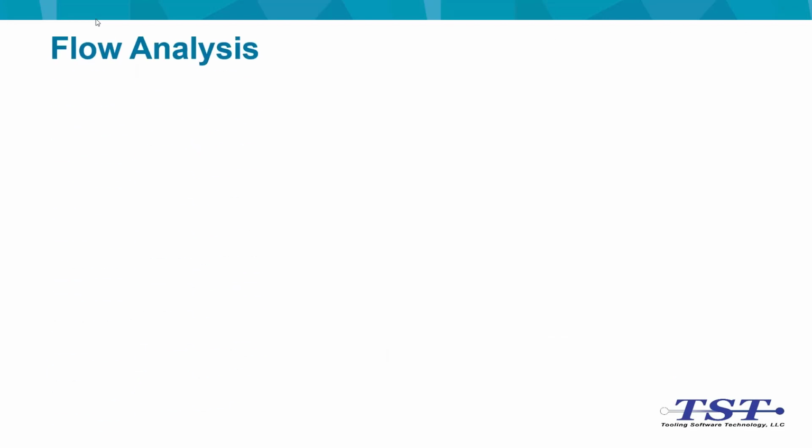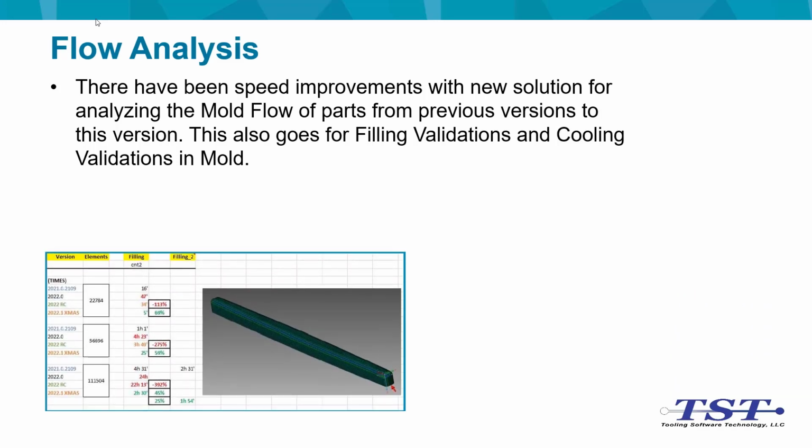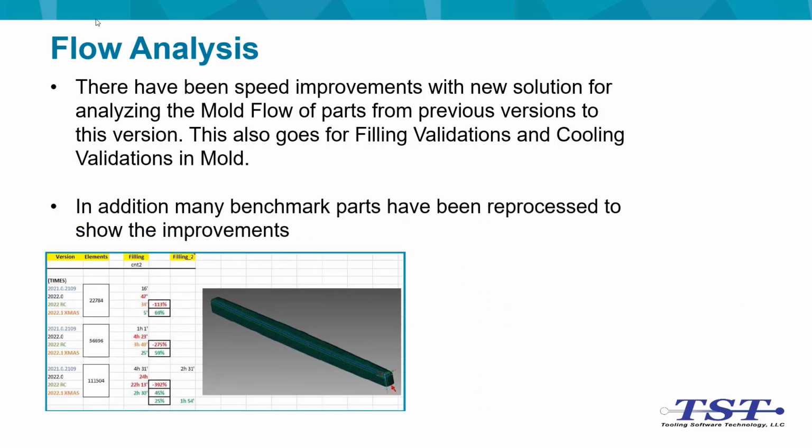Okay, so we're going to go into some of the flow analysis stuff. The mold flow in previous versions has been improved to make it more accurate for filling validations and cooling. The speeds have been vastly improved in 2022.1. Doing my testing, I can confirm this. So here's just a little chart of how the speeds have been improved with the more accurate flow analysis. In a benchmark, the parts have been reprocessed to show the improvements.